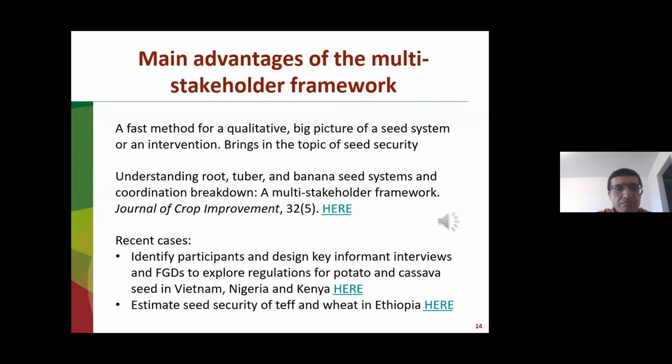Then, in more recent cases, the framework can also be used to identify participants and design the key informant interviews and focus group discussions to explore regulations for potato and cassava seed in Vietnam, Nigeria, and Kenya. So in this case, the framework is helping to identify stakeholders and design key questions for other methodologies. And also, as I said before, the framework can be used to estimate seed security. So for example, in the case of Ethiopia, it has been used in teff and wheat.